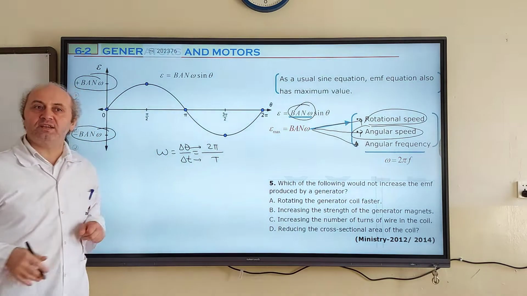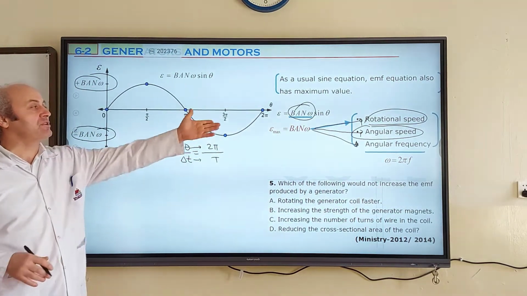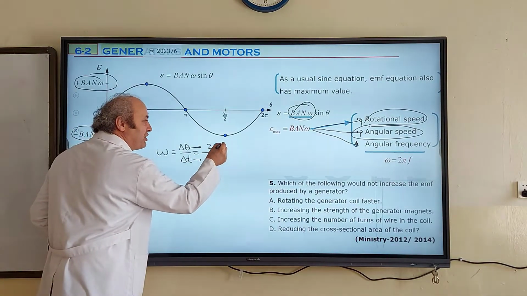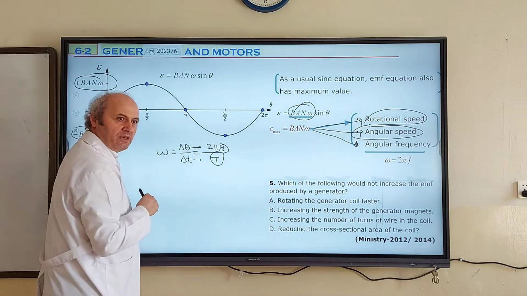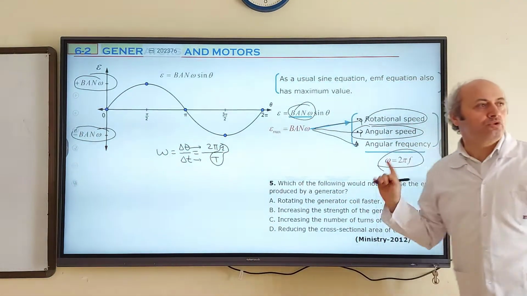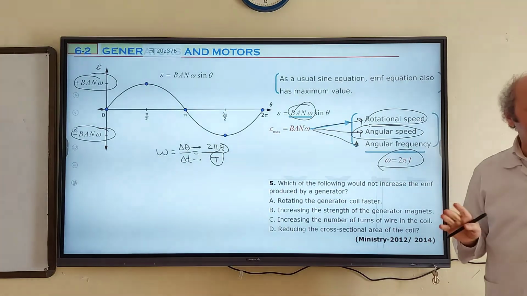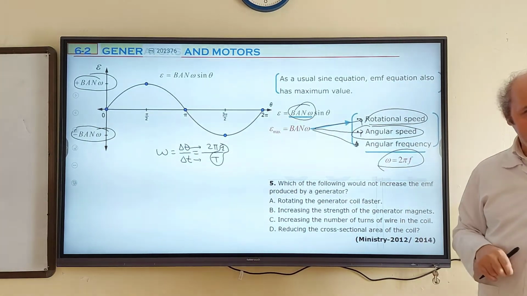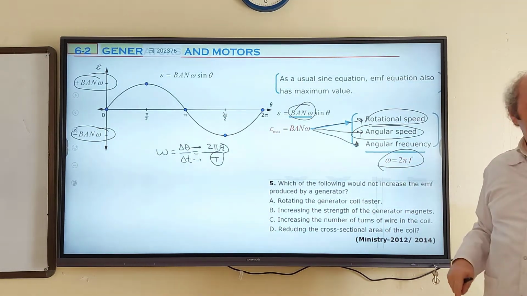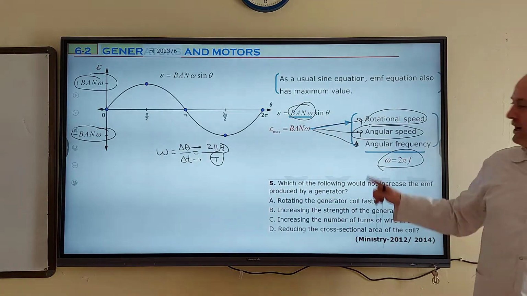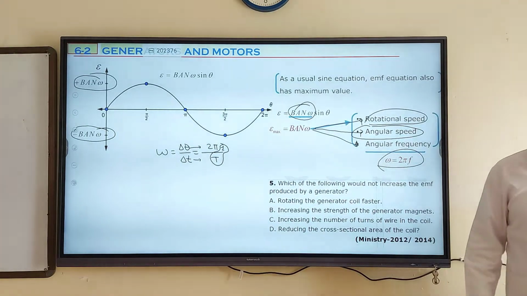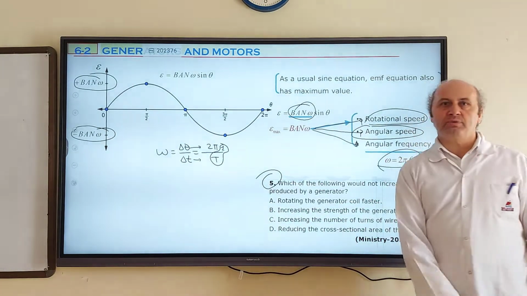2 pi over T is the angular speed, or angular frequency, or rotational speed of the generator. What can I write instead of 1 over T? Frequency. Now we got this equation: omega is equal to 2 pi f. In the questions, they will not give omega to you. Instead, they will give f. If f is given, multiply it by 2 pi, and you will get omega. 2 pi f. Okay, now let's do this exercise. It's one of the exam questions.